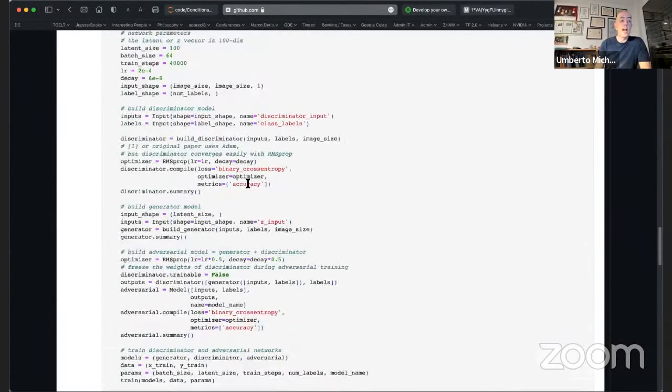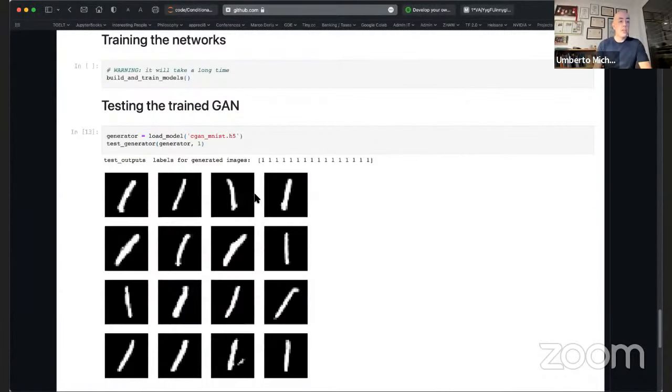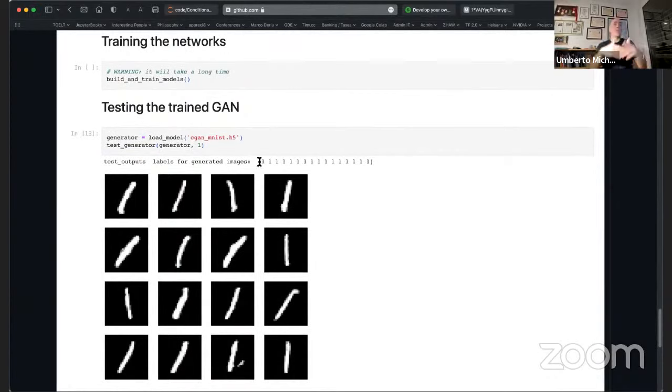For example, I train it and I save the model in an H5 format. For those of you who know what H5 format is, it's a binary format that you can use to save a Keras model on the disk. And you can simply load the model in this way. So you don't need to retrain it if you're happy with how the model looks, and you can ask the model and see, for example, how a one looks. And this test generator is just a function that plots a 4x4 grid of images, but nothing more. But the model is available.